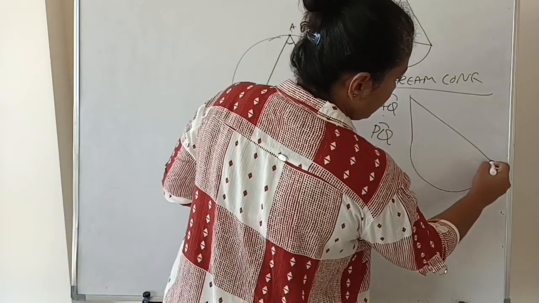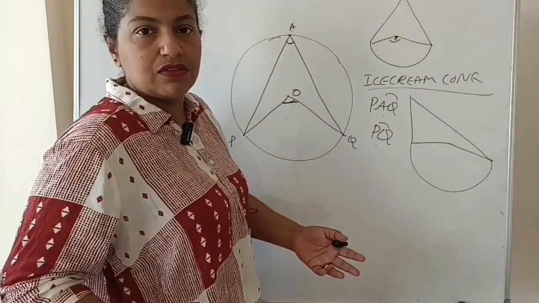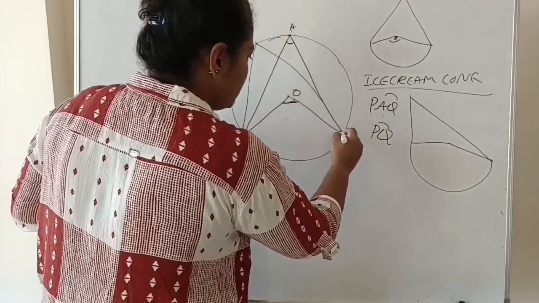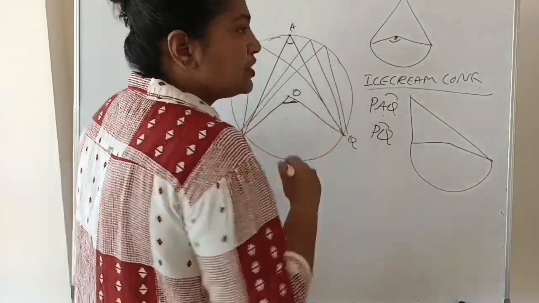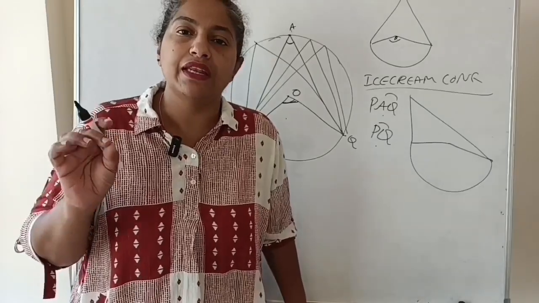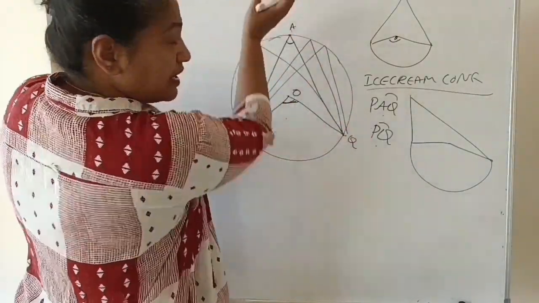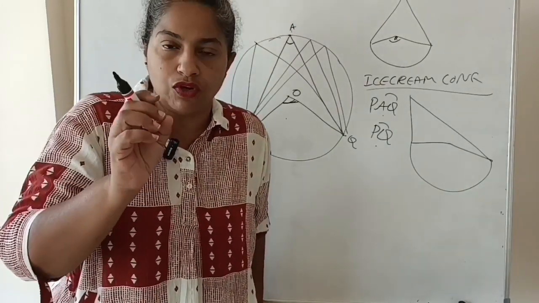Your ice cream cone can also end up like this. It doesn't matter, which means that this particular angle can be anywhere on this arc. Whatever I am going to tell you is going to be applicable to any point on this arc on the side of PQ. Okay, now let us move on to the proof.